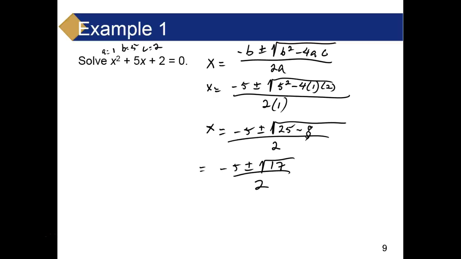16. A little more than 4. So this would be minus 5 plus 4. That would be minus 1 over 2. So it's a little bit less than 1 half, negative 1 half. Or minus 5 minus 4 would be minus 9 over 2. So it's somewhere close to those two numbers.